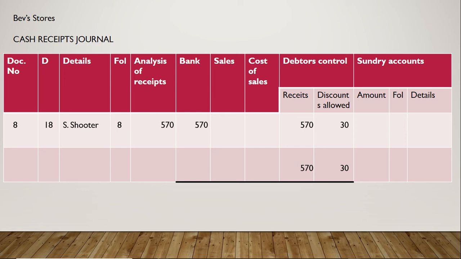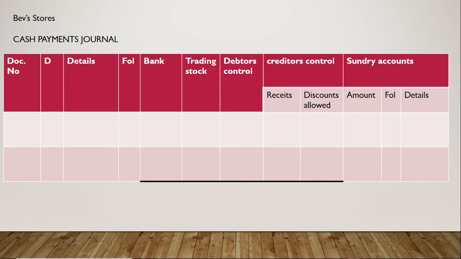However, did we really receive this amount? Not really, because on the 25th, that check was dishonored. When it's dishonored, we're going to record it in the cash payment journal. But look at the column headings. Do we have debtors control? Yes, we do. Okay, so we're going to record that 570 under debtors control. But do we have discount allowed?